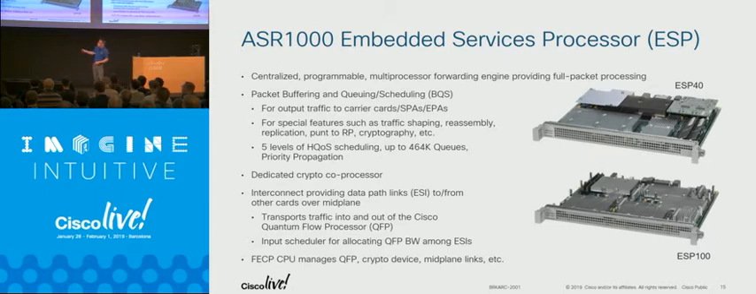Another component on the ESP is the crypto coprocessor. We want to provide a scalable security solution on the box. So we have this crypto coprocessor dedicated to all the IPsec encryption and decryption. That allows us to provide very high scale, high performance IPsec for the ASR 1000. It also contains all the ESI links. The ESI links hook up all the carrier cards, aggregating traffic up, then sending traffic back down.